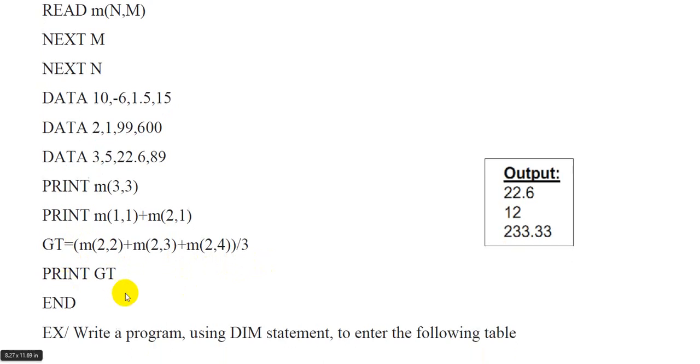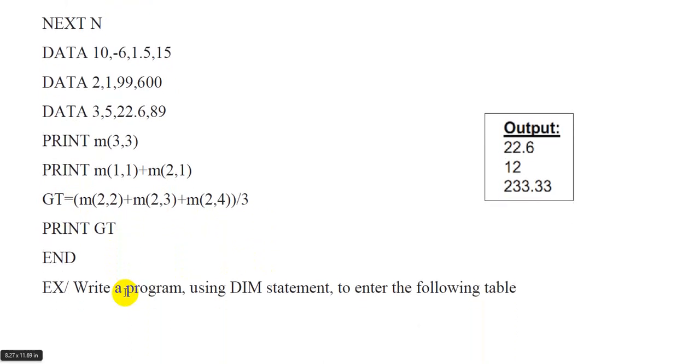Print GT. GT will be exactly a particularity to be used for the third request of the example, or third stipulation of the example for the M22 plus M23 plus M24, or all to 3. All of the numerator, as you can see already, only the 3 will be in the denominator. In this case, print GT and conclude. Example. The output in this case will be 22.6 and 12 and 233.33.